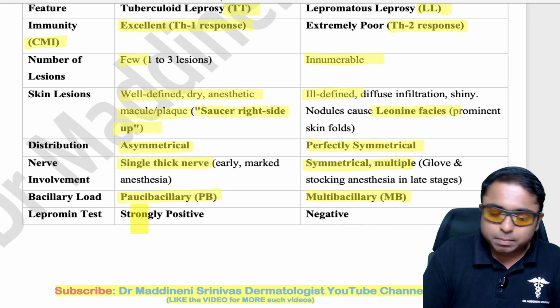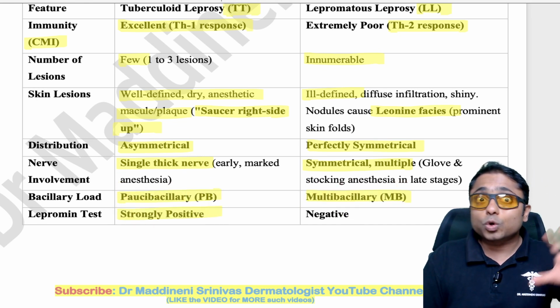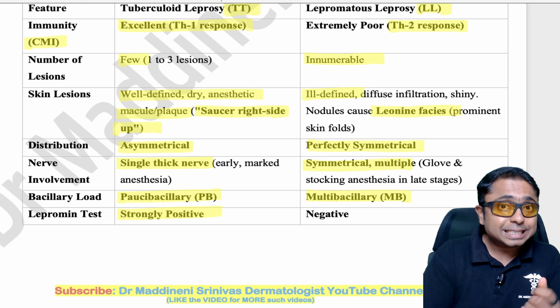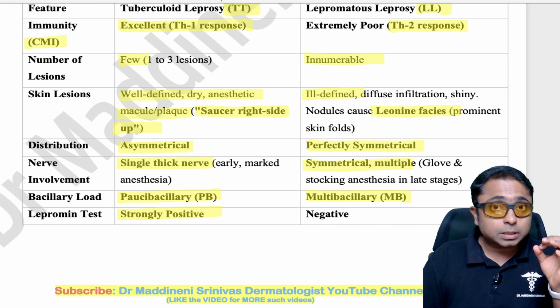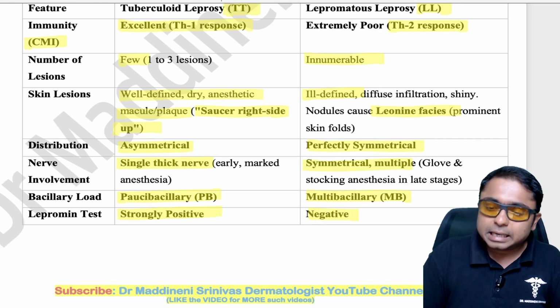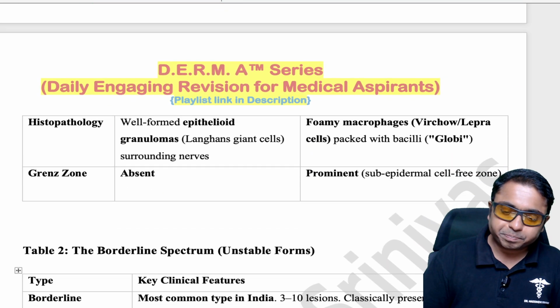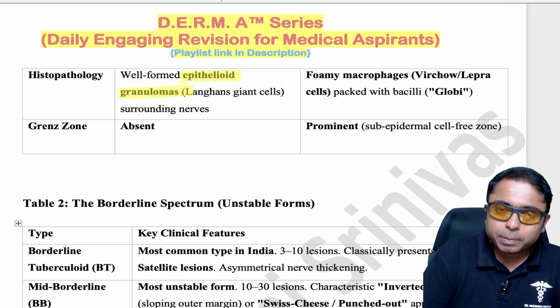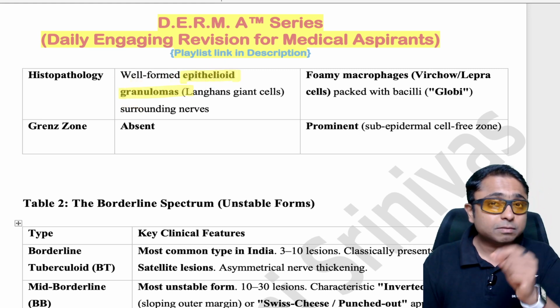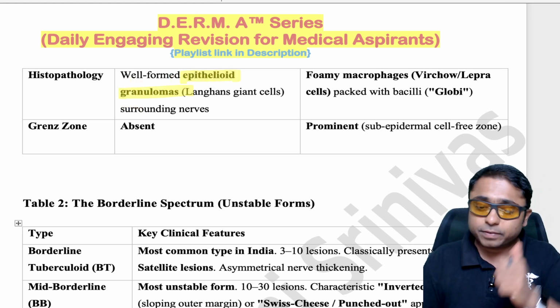Paucibacillary, obviously multibacillary, and lepromatous is going to be strongly positive. So we can say the patients' prognosis is going to be very good in the TT pole because immunity is very good, whereas here it is negative in lepromatous leprosy. Histopathology, if you do a biopsy, we are going to see well-formed epithelioid granulomas because cell-mediated immunity is very good. T helper 1 response is very good.